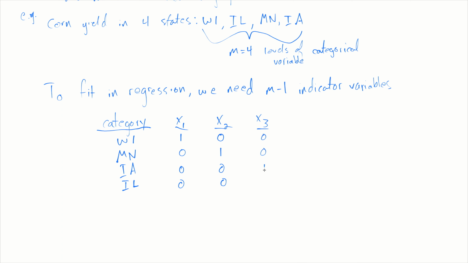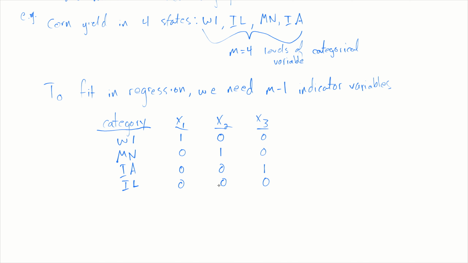We'll set this explanatory variable to be 1 when the state is Iowa. Now you can see that we have 4 rows, and each combination uniquely identifies each state. So Illinois is when they're all 0, Iowa is when they're all 0 except x3, Minnesota all 0 except x2, Wisconsin all 0 except x1 is a 1. I'm just going to note here, you don't have to use just zeros and ones for indicator variables, but it's a convenient way to do it.